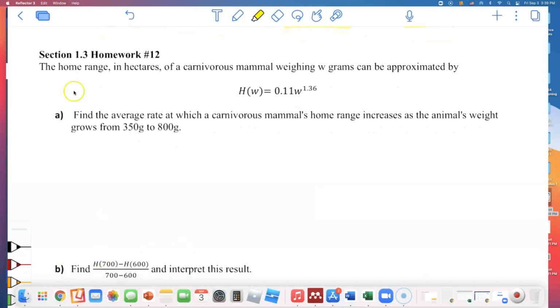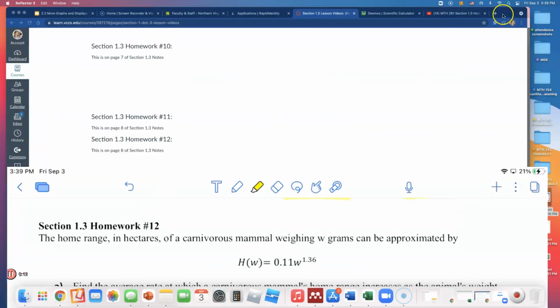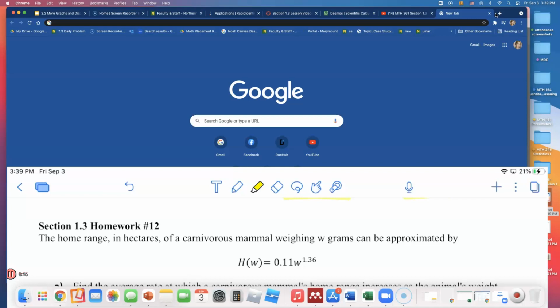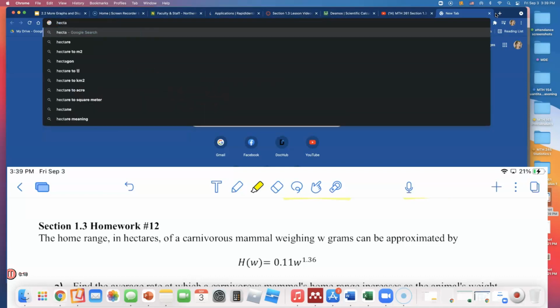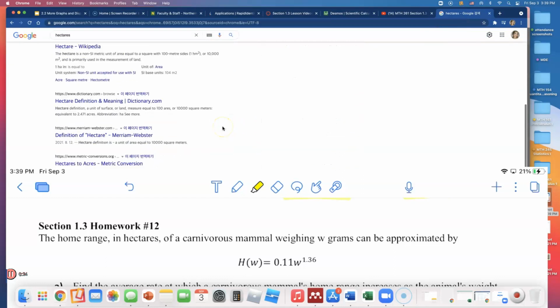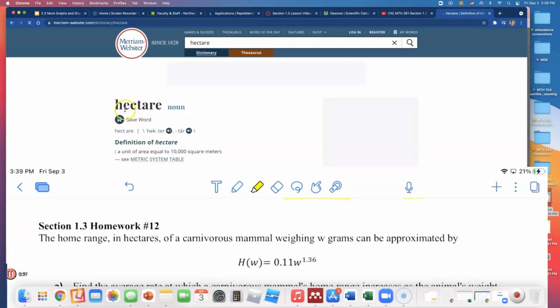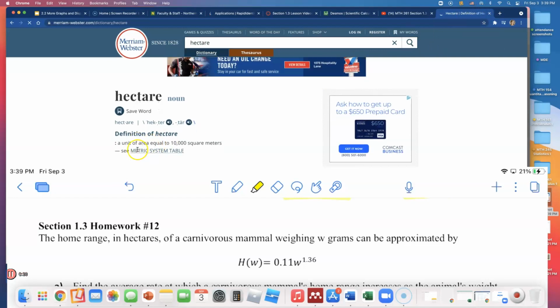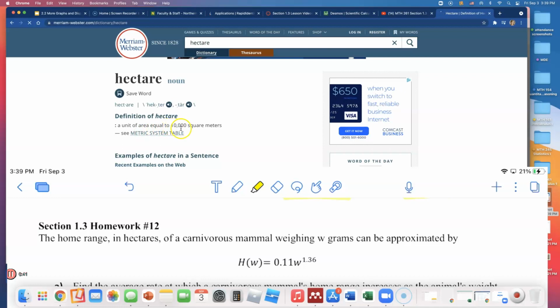This problem is from section 1.3 homework number 12, the home range in hectares. Is that how I say it? I should Google it. Hectare. I think it's hectare, but anyways, it is a unit of area equal to 10,000 square meters. And that's how big it is.